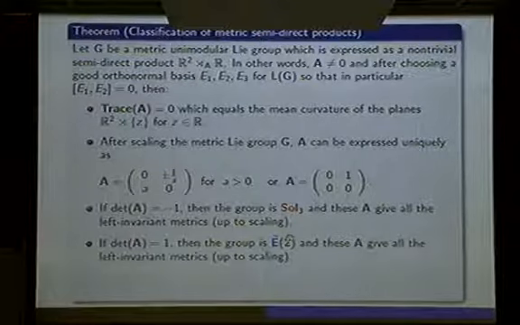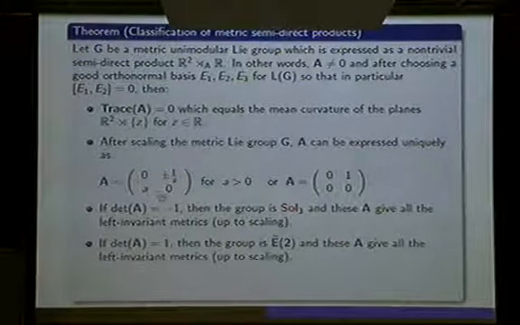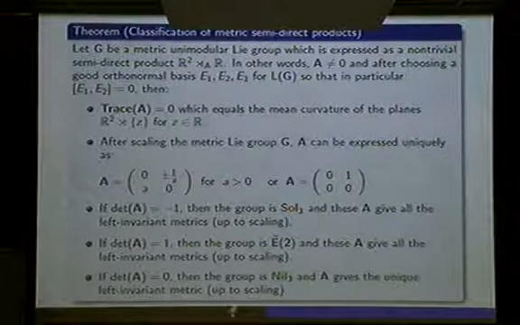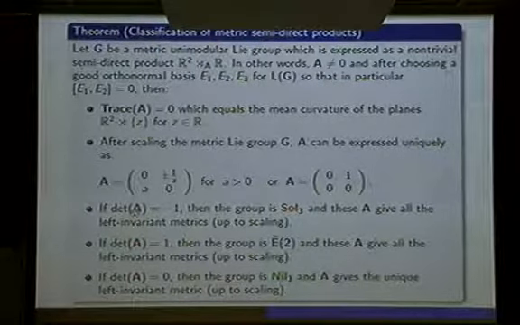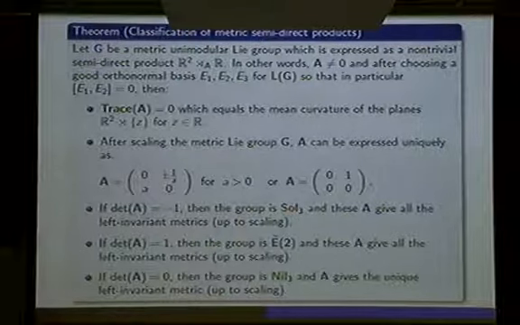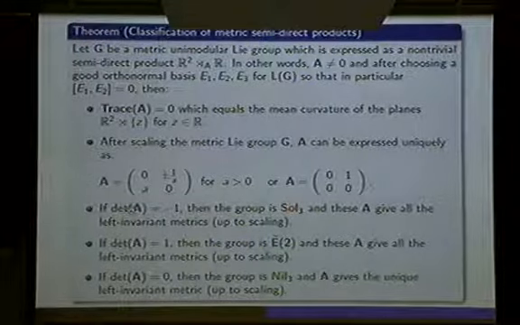Again, we're doing a scale of the metric, so the determinant is absolute value 1. Or we get nil. So these are the unimodular groups that can be expressed as a semi-direct product. And this is a description of all the left invariant metrics on those groups. It's very nice, very canonical.